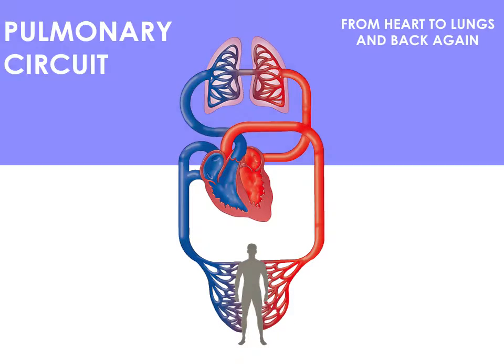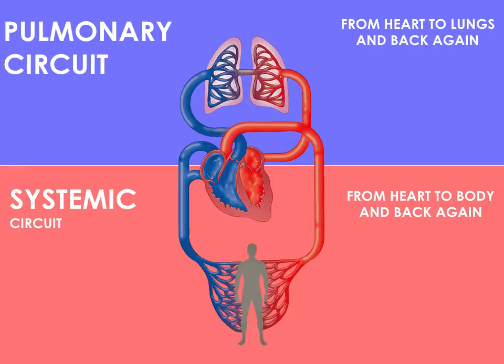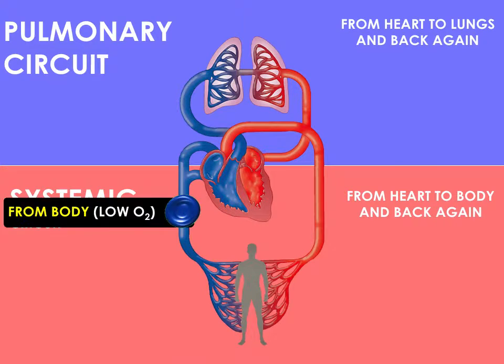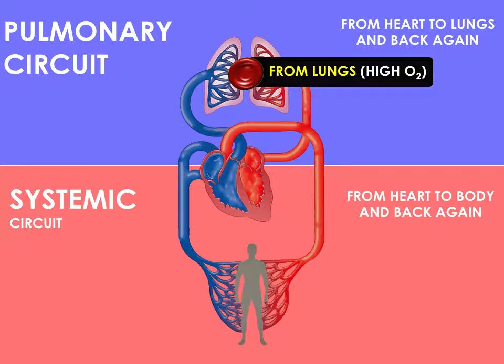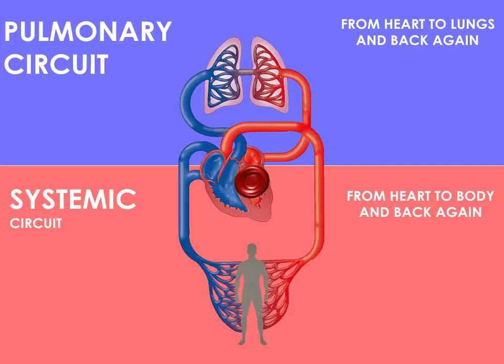Let's look at that a little closer. So again, you have the pulmonary circuit, that's from the heart to the lungs and back again, and the systemic circuit that's from the heart to the body and back again. So blood coming from the body will have low oxygen. It will then travel into the heart, and from the heart to the lungs, where it will then pick up oxygen. Once it has high oxygen, it will then travel from the lungs back to the heart, and then through the body, where it will lose its oxygen again, and that process will continue.